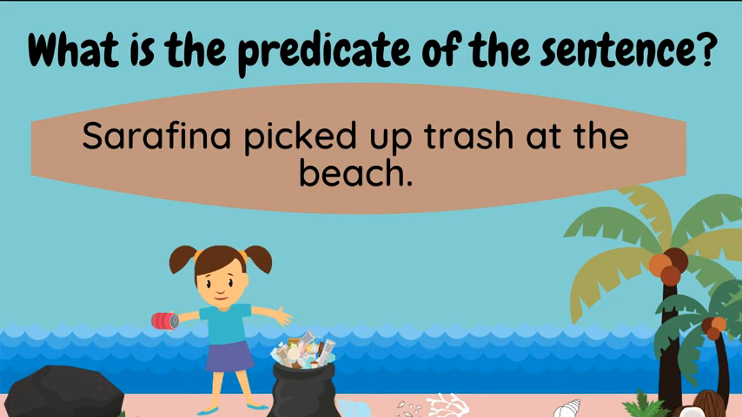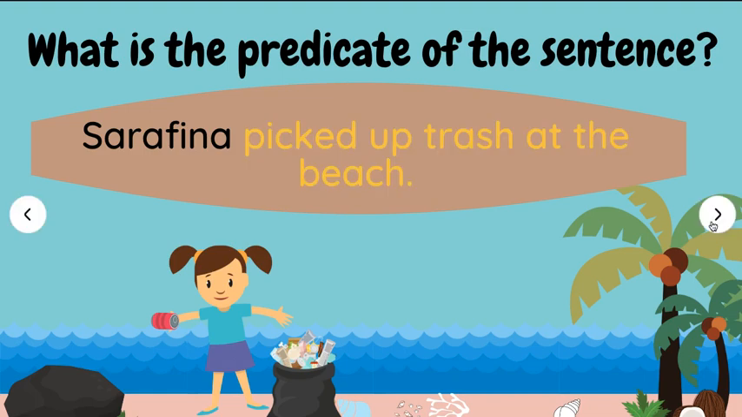Now, the key to finding the predicate is to ask what the subject is or does. We know that the subject is at the beginning of the sentence, and it's talking about Sarafina. To find the predicate, we have to ask what Sarafina did. And in this sentence, the predicate is picked up trash at the beach.